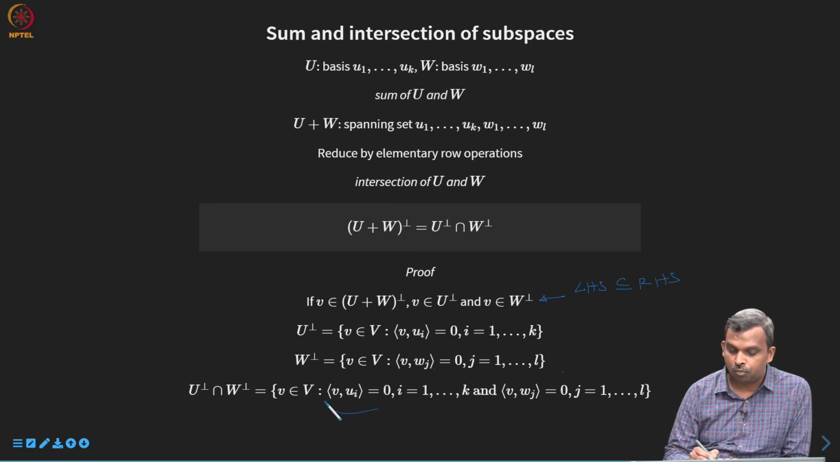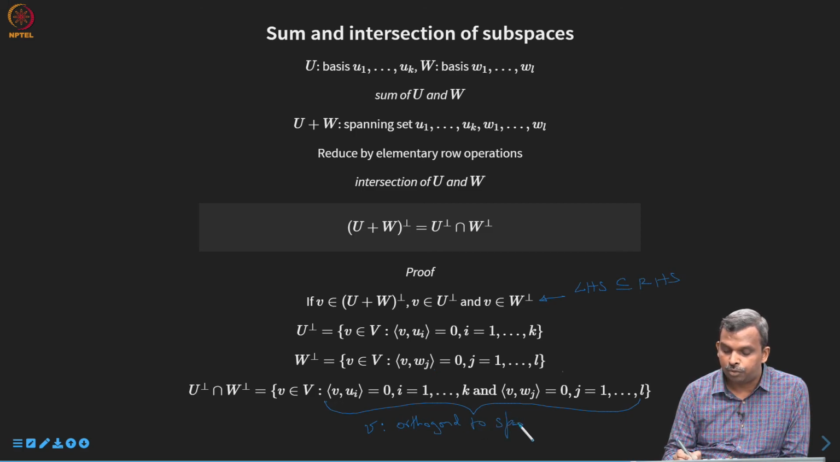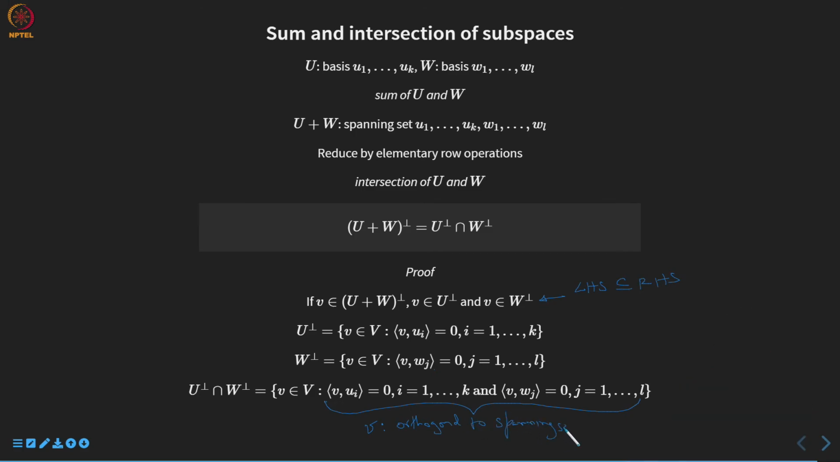So V is orthogonal to the spanning set of U plus W. That is the definition, right? So this becomes exactly (U plus W) perp. Any vector here belongs to (U plus W) perp. This shows RHS is contained in LHS, so they are equal. This is a nice little result to have. If you want to do the intersection of two subspaces, there is a connection between intersections and sums.